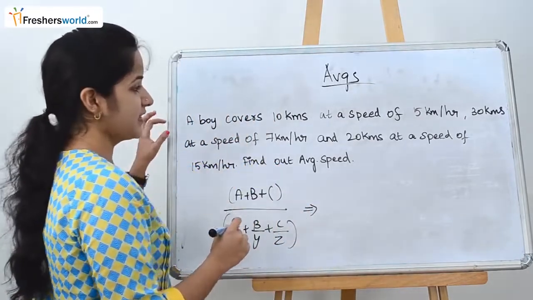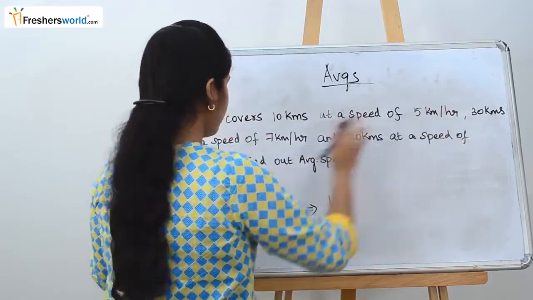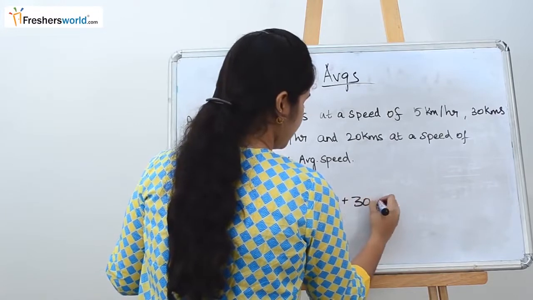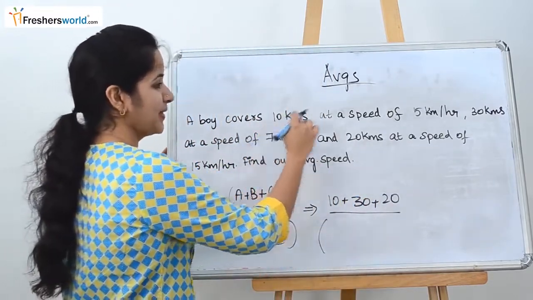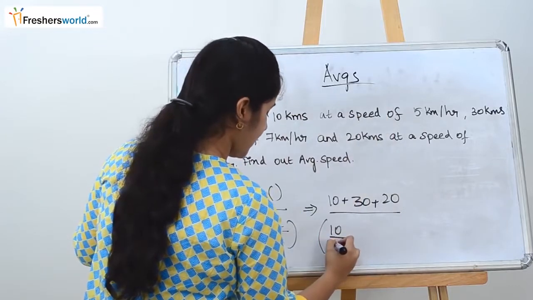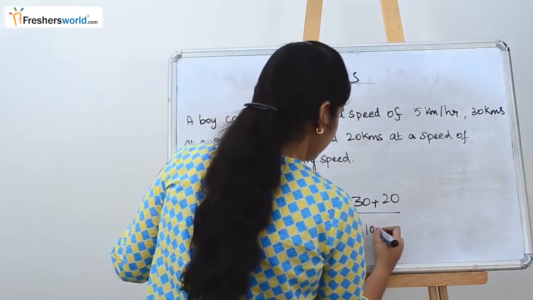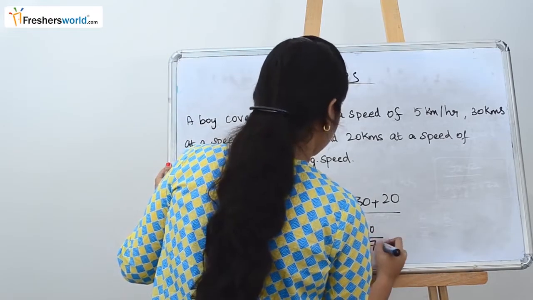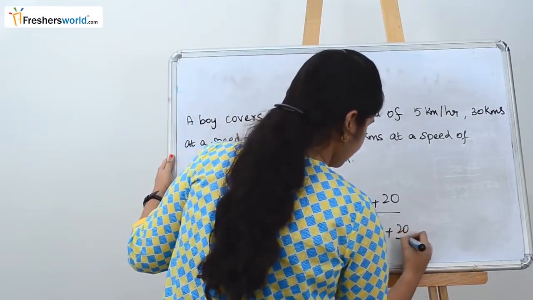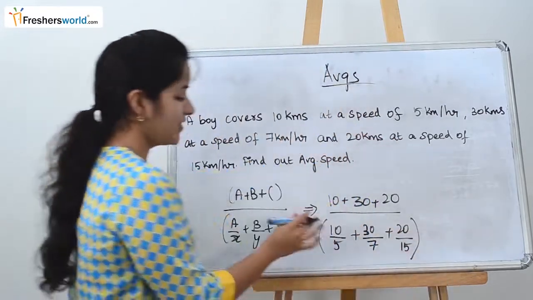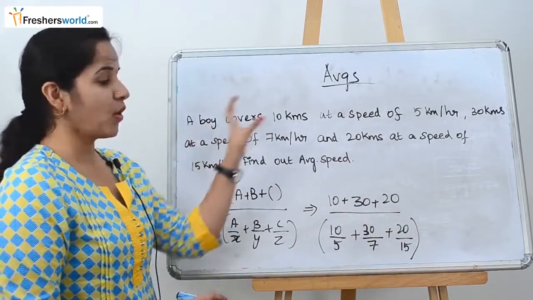So what is the first distance he is covering? He is covering 10 kilometers. So 10. Then he is covering 30 kilometers. And then he is covering 20 kilometers. So he is covering 10 kilometers at 5, so 10 by 5. He is covering 30 kilometers at 7, and he is covering 20 kilometers at a speed of 15. So once you solve this equation, you will know the average speed that the boy takes for all these distances.